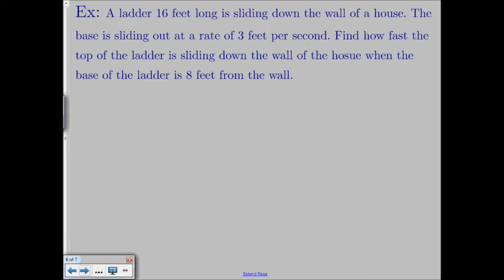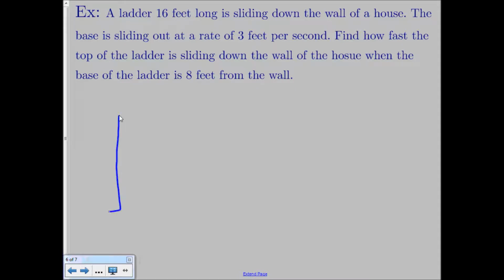So now we have that a ladder that's 16 feet long is sliding down the wall of a house. The base is sliding out at a rate of 3 feet per second, and we want to find how fast the top of the ladder is sliding down the wall of the house when the base of the ladder is 8 feet from the wall. So let's think about what this picture looks like. What's really happening? So say we have a house here.